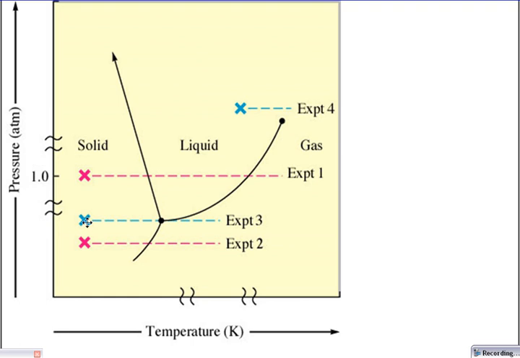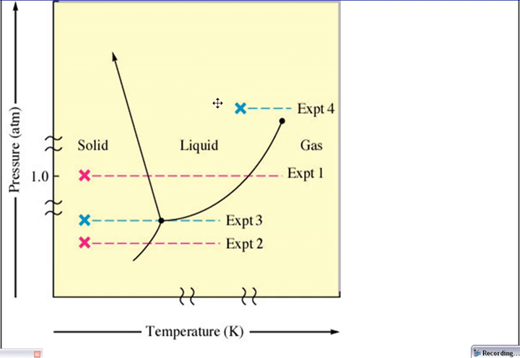In experiment 3, we're at a low pressure again, but as we heat it up at this pressure, we cross the triple point, so we will have a solid until we reach this triple point, which is just a little bit above 0 degrees Celsius. At this point, we'll have a phase equilibrium where solids, liquids, and gases are all present until only gas is produced.